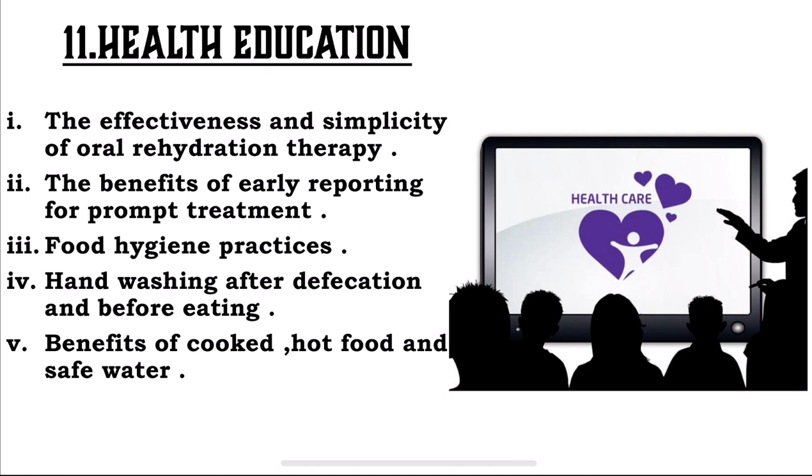For food hygiene practices, as we discussed earlier, there should be proper handling of the food, and people are not supposed to eat stale food. The sale of food should be done in a hygienic manner. All of these have to be explained to the communities. Awareness has to be spread about hand washing after defecation and before eating. Even in school camps, we need to educate the children about hand washing after defecation.